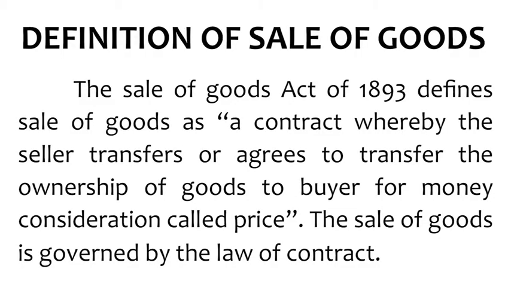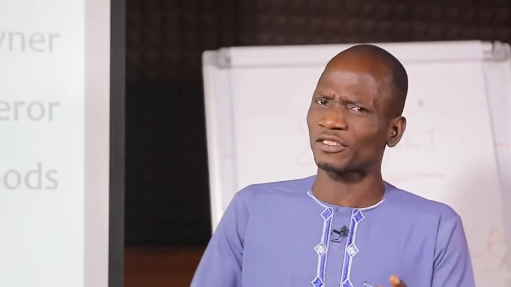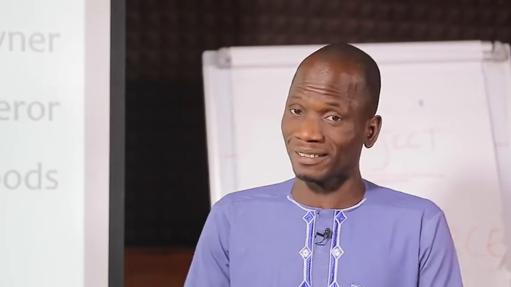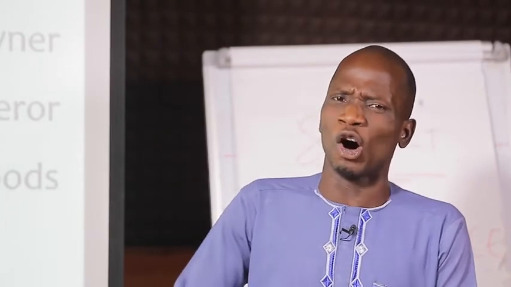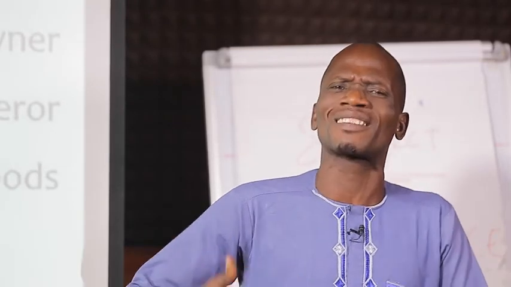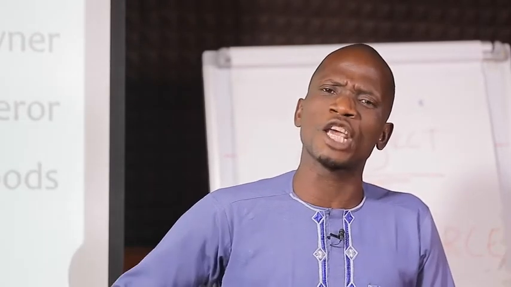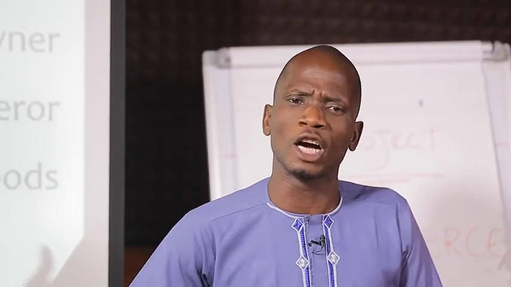By definition, the Sale of Goods Act of 1893 defines sales of goods as a contract whereby the seller transfers or agrees to transfer the ownership of goods to the buyer for money consideration called price. The sale of goods is governed by the law of contract. Learners, as I earlier said, sales of goods is part of business law, because there are regulations that guide the process of transferring the title of the ownership of goods to the second party.